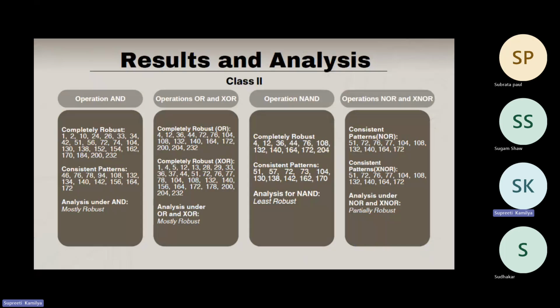For operation NAND, that is completely robust. The number of rules has decreased here because NAND appears to be more sensitive to the changes appearing in the changed ECA, and there is a consistent pattern that you can also observe here. So the analysis for NAND was that it is least robust for class 2. For operations NOR and XNOR, there's a consistent pattern again observed for certain rules, and it is considered to be partially robust.